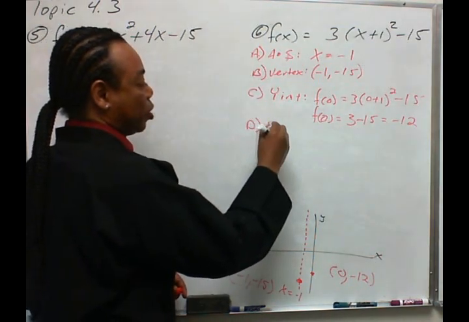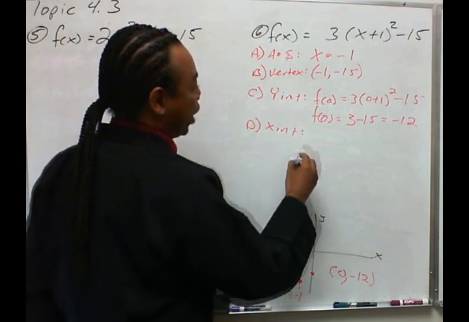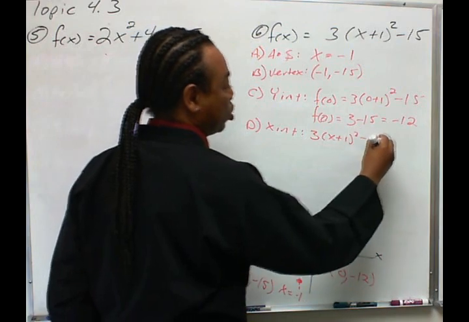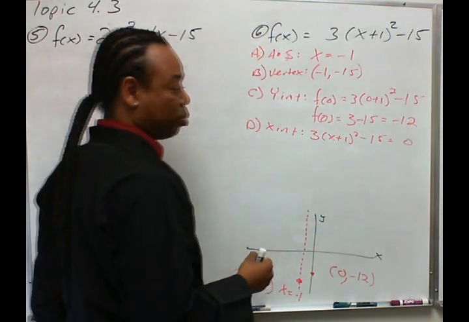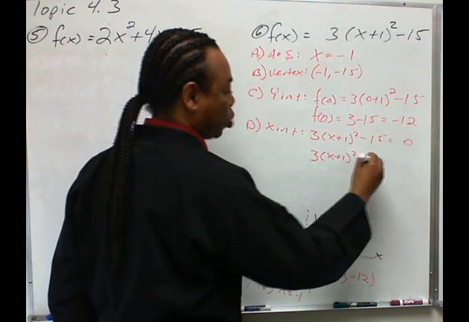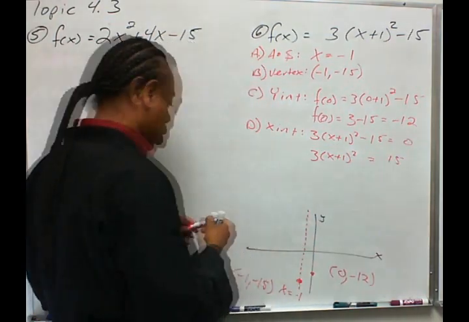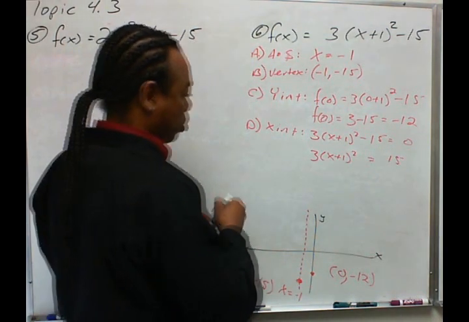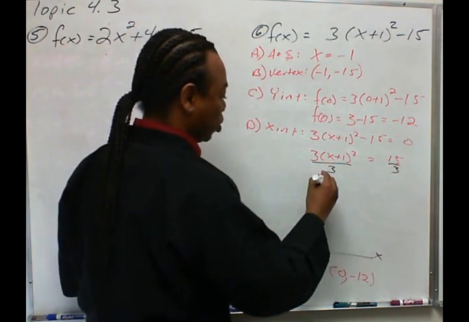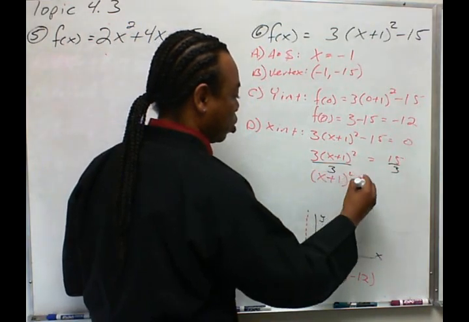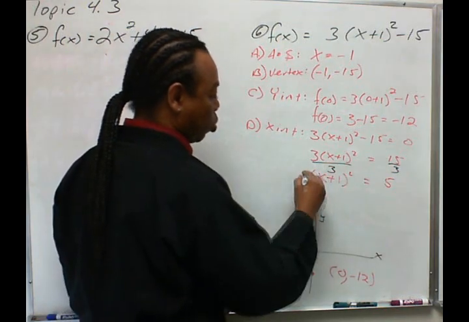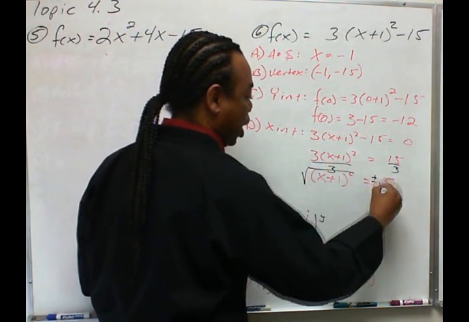And finally, we need our x-intercepts. Okay, we find our x-intercepts by setting the equation equal to 0 and then solving for x. I'll add 15 to both sides. That'll give us 3 times x plus 1 all squared equal to 15. Then I'm going to divide by 3 on both sides. This gives us x plus 1 all squared equal to 5. Now, to remove the square, I'm going to take the square root of both sides and add a plus and minus here.